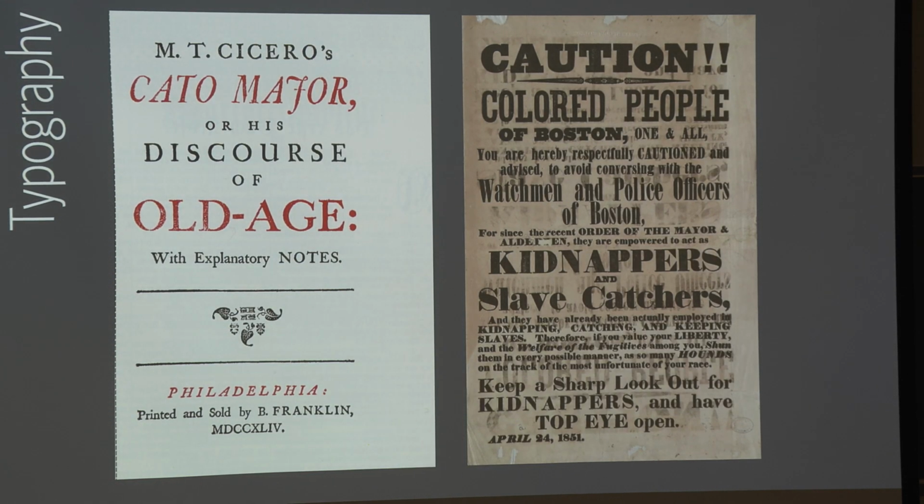Typography, or the art of arranging messages in text, has been a favored technique since movable type was invented by the Chinese in the year 1000. Here is a title page designed and printed by Benjamin Franklin in 1744, and a Boston poster warning black citizens that the police can return escaped slaves.